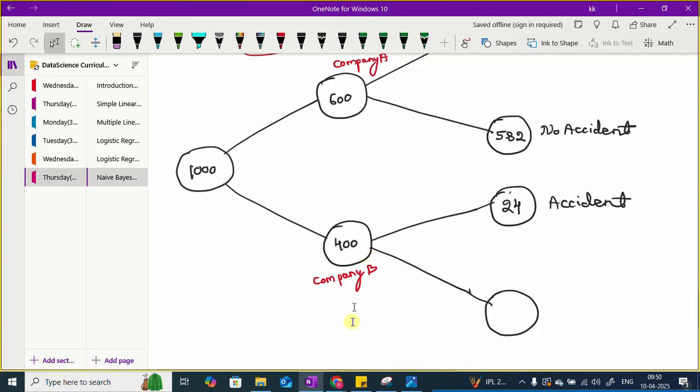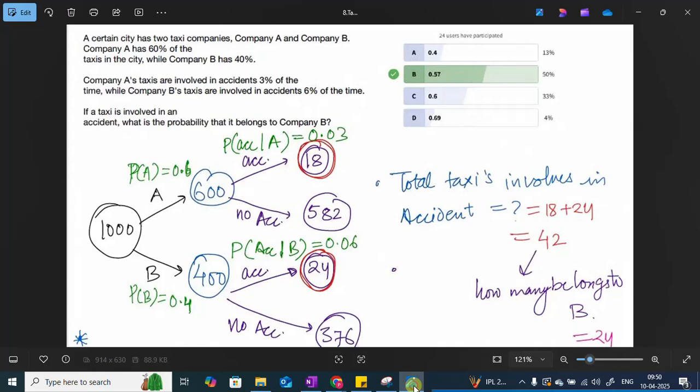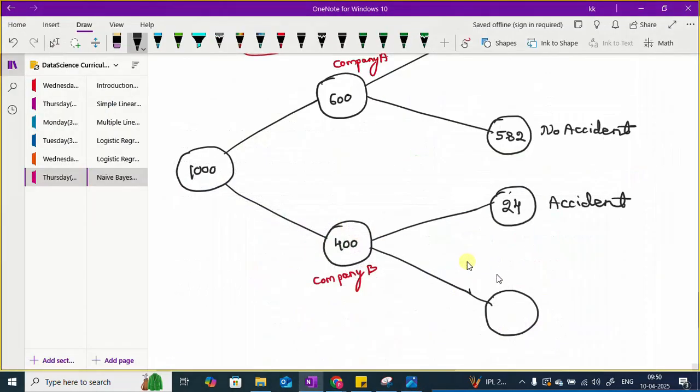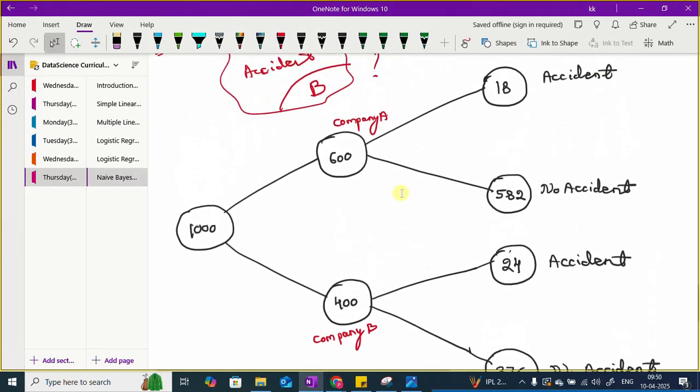Any doubt so far? If 24 taxis belonging to company B face an accident, then how many taxis belonging to company B do not face an accident? 400 minus 24 is nothing but 376. No accident. If you have any doubt till now, please ask me here itself. Let me scroll down. Yeah, here itself, please ask me.